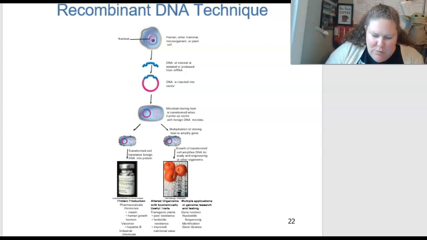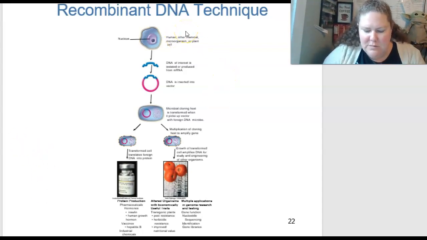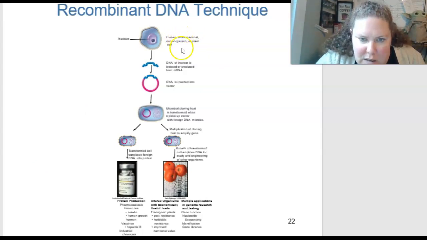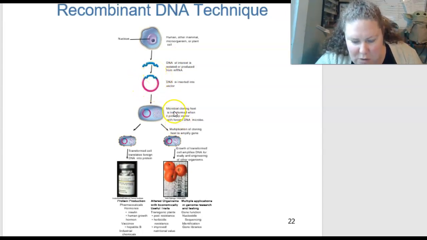Okay, so this is again figure 10.9. Basically what's happening here is that a human or other mammal, microorganism, or plant cell is going to be here, and then we take the DNA of interest that's isolated and produced from mRNA, and the DNA is inserted into the vector, which is just like an endless circle here. Then the microbial cloning host is transformed when it picks up the vector with foreign DNA. Then the multiplication of the cloning host is used to amplify the protein, transforming the foreign DNA into the protein.